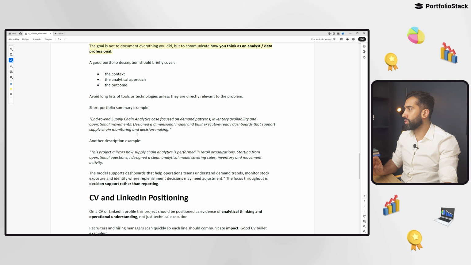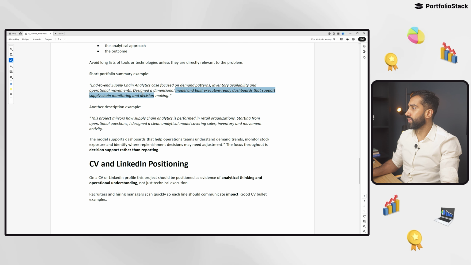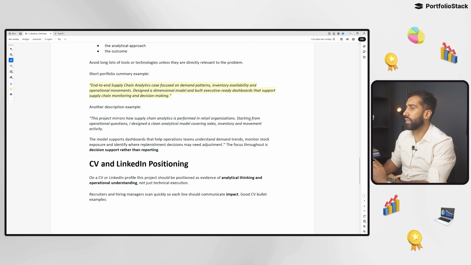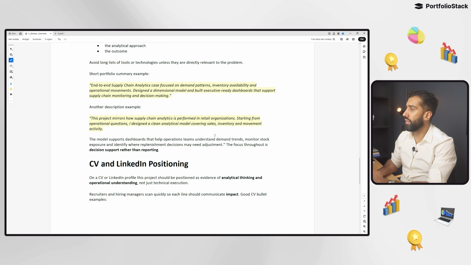So a short portfolio summary example: end-to-end supply chain analytics case focused on demand patterns, inventory availability, and operational movements. Designed a dimensional model and built executive-ready dashboard that supports supply chain monitoring and decision-making. Another example, maybe a little bit shorter, this one. This project mirrors how supply chain analytics is performed in retail organizations. Starting from operational questions, I designed a clean analytical model covering sales, inventory, and movement activity. I like the first one better, but it's just to show some different examples.